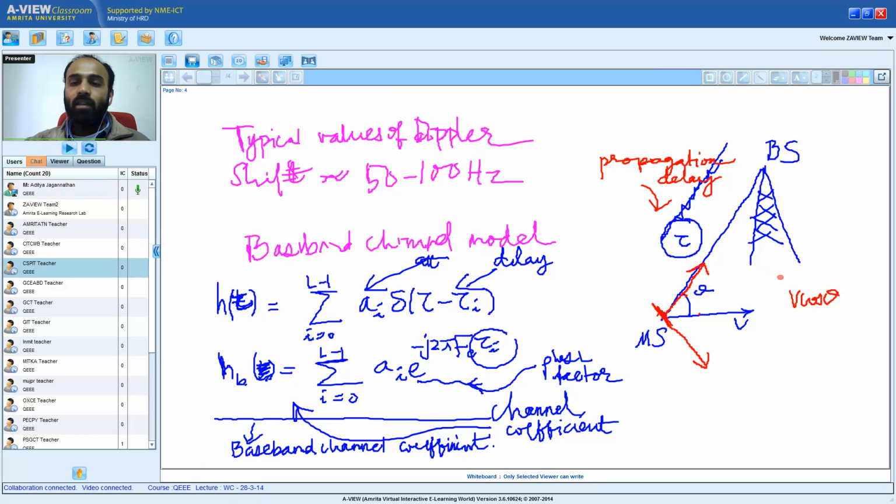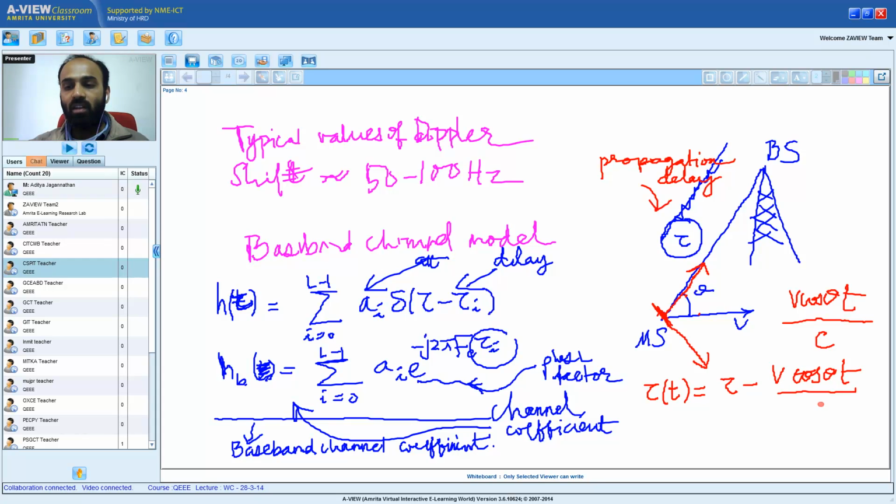And hence, after a time t, this distance will decrease by v cosine theta times t, which means the propagation delay will decrease by v cosine theta t by c. So my propagation delay tau of t is tau minus v cosine theta t by c. Can everyone see this? Does this make sense to everyone?